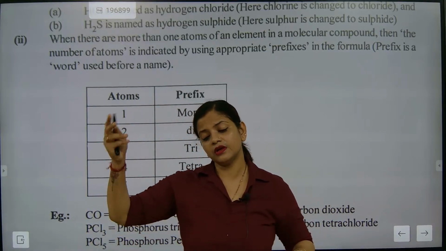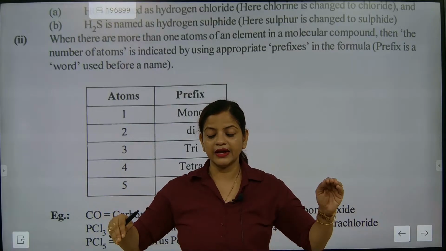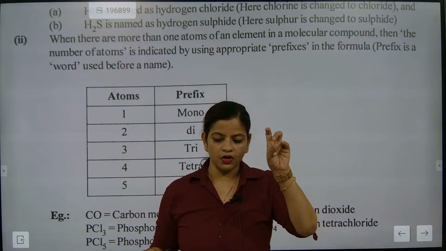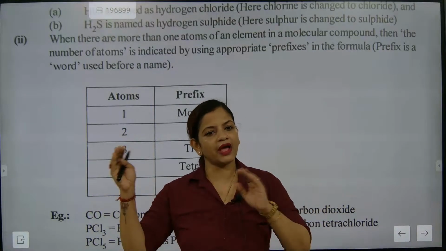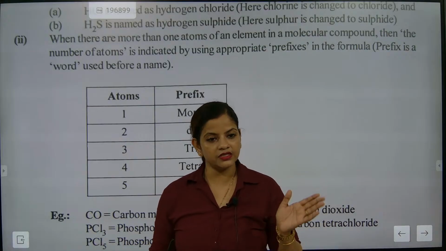So now when we say magnesium chloride, understood? Here magnesium is added with what? Only one chlorine? No, magnesium is added with two chlorine. Understood? But what word are we using? Magnesium chloride. Magnesium chloride. Understood?